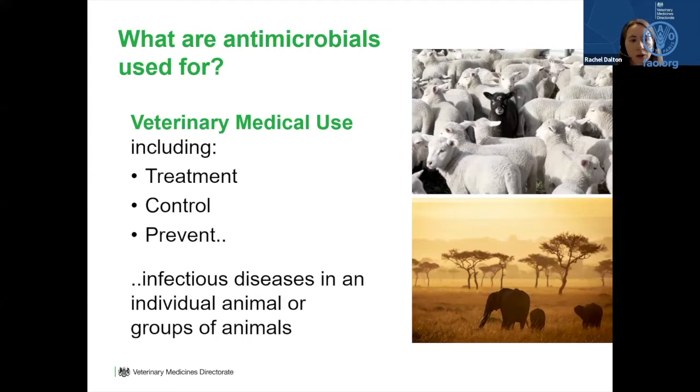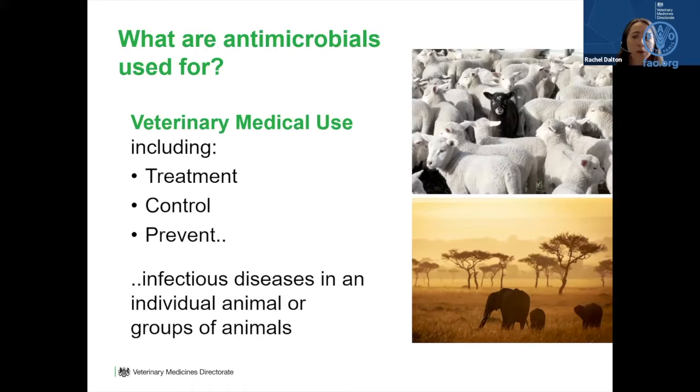So the use of antimicrobial medicines is usually for the prevention, control and treatment of disease in individual animals or groups of animals. And these could be food producing animals, but they also can be domestic or companion animals and wildlife populations too. So it's important not to forget them.